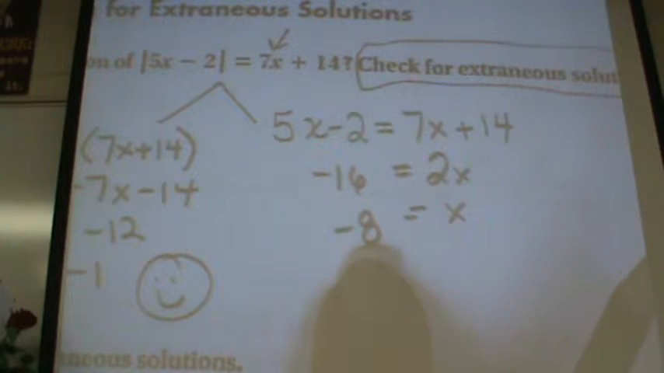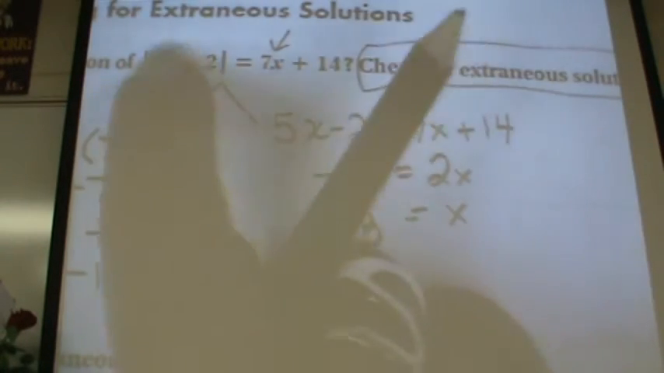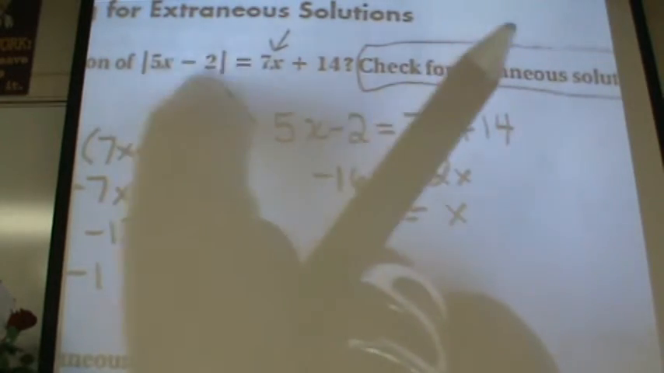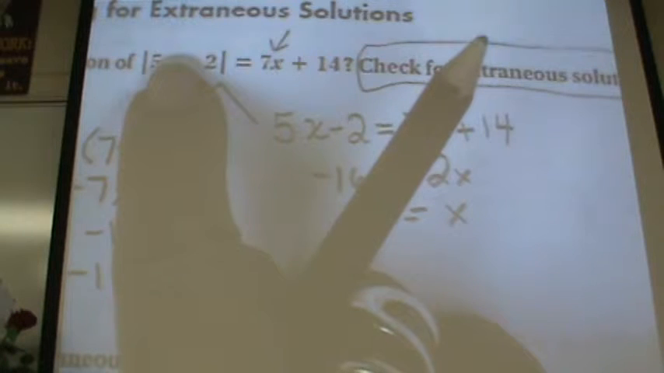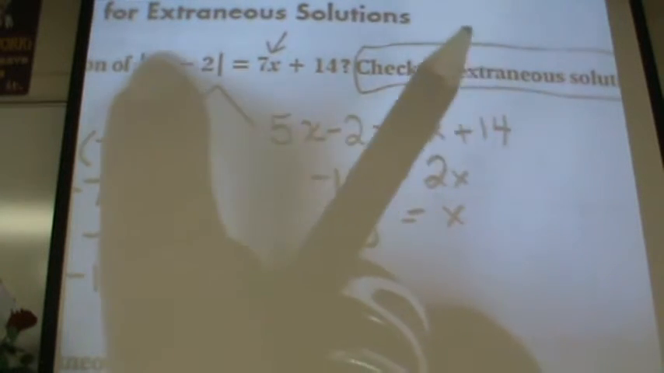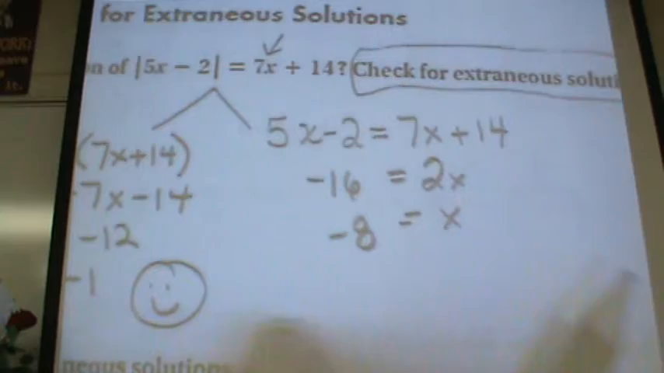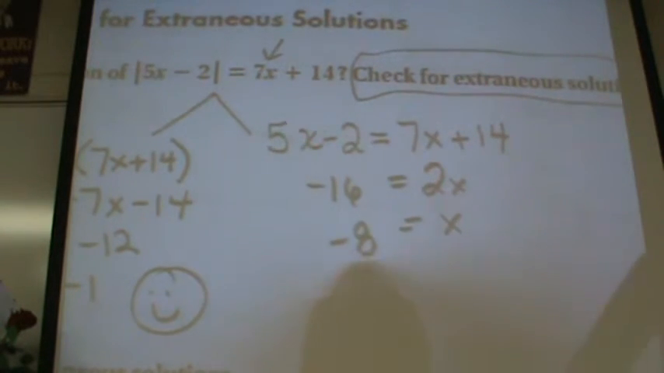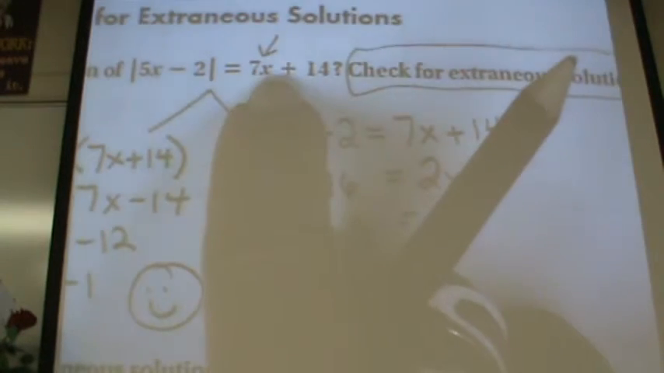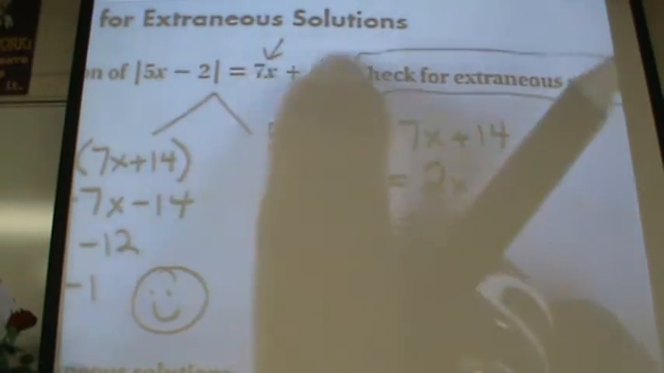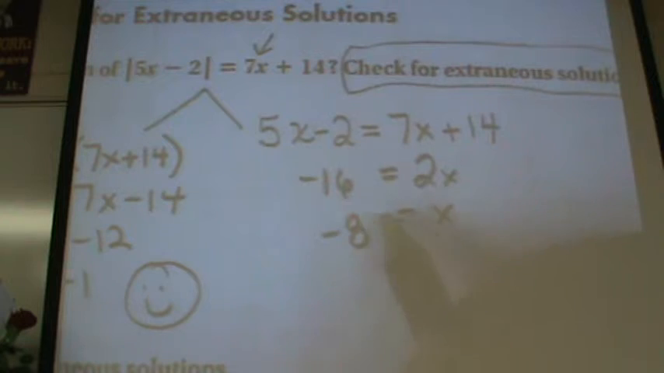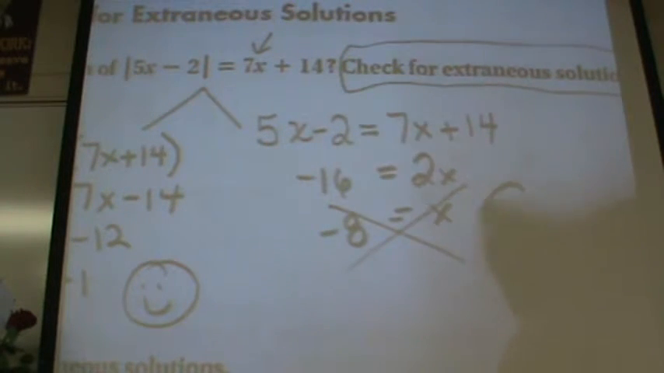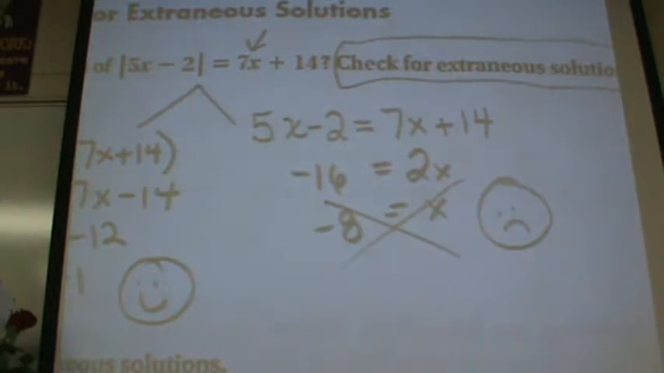All right, let's use common sense here. Whatever number I put in here and evaluate, what's it going to come out, positive or negative? Positive. When you take the absolute value of anything, it's going to come out positive. But I already know, just looking at this problem, if I put a negative 8 right here, what kind of number is going to come out here? A negative. So I already know this is not going to work. This is extraneous. This one is not a good answer.